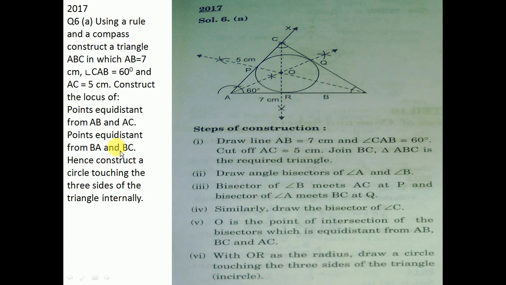Points equal from BA and BC. Once again bisect this angle. Draw an arc. See, from here he has just shown outside the triangle. From here keeping and cutting here. It is extended like this. Both of them are touching here. Means this is a locus of points equal from all these 3 sides.